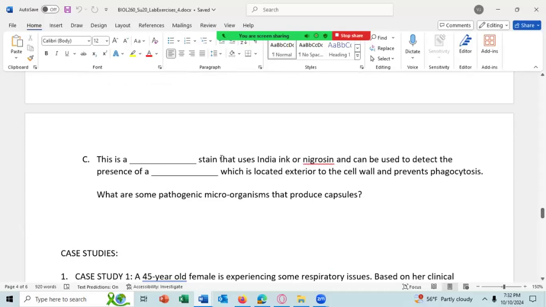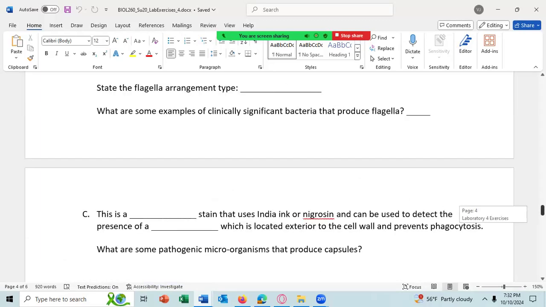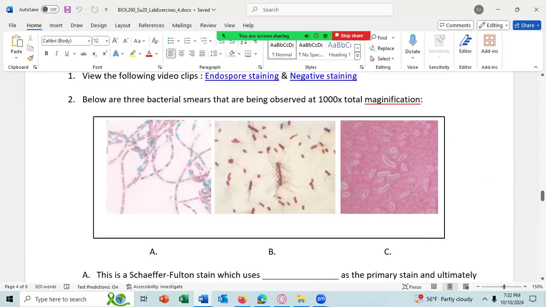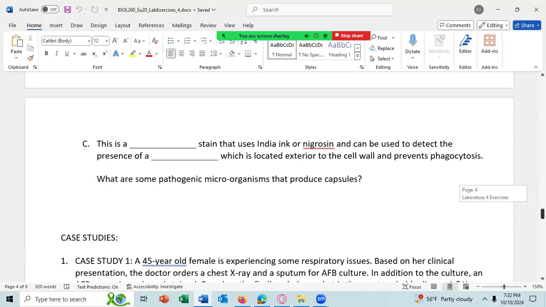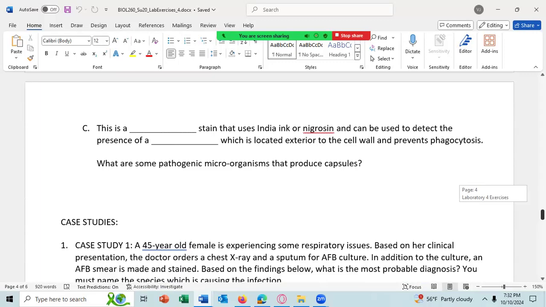And then for figure C, this is which stain that uses India ink or nigrosin. So that goes to here. India ink or nigrosin, which can be used to detect the presence of a cell structure, which will be, so that would be C1, C2, which is located exterior to the cell wall and prevents phagocytosis. So list the cell structure there.